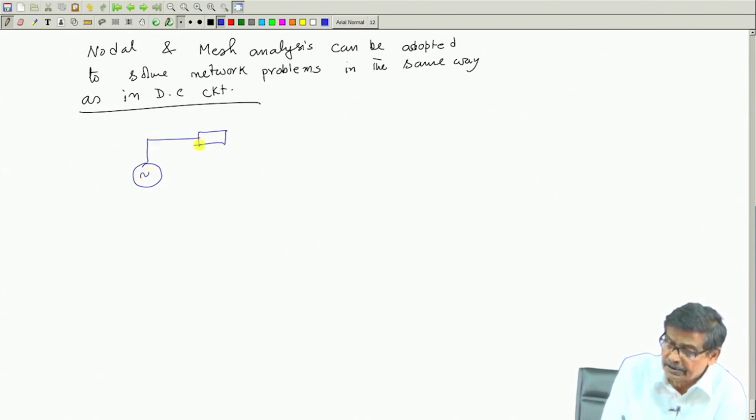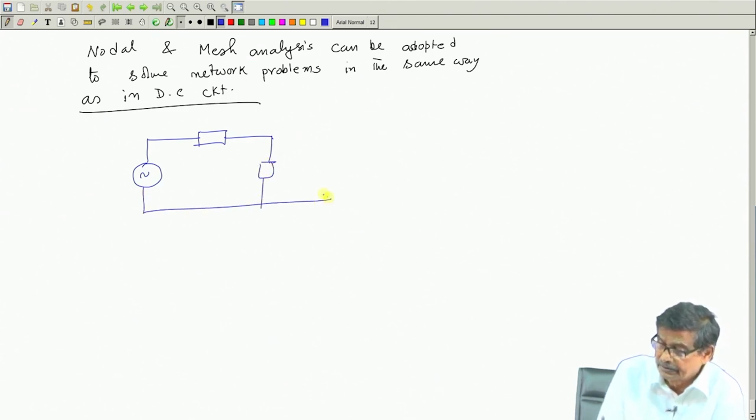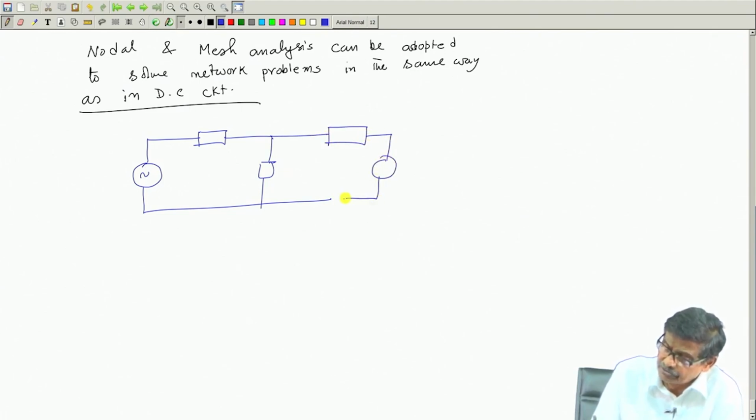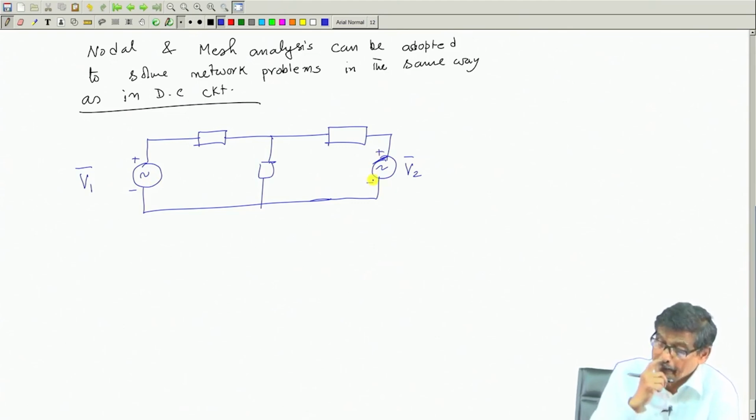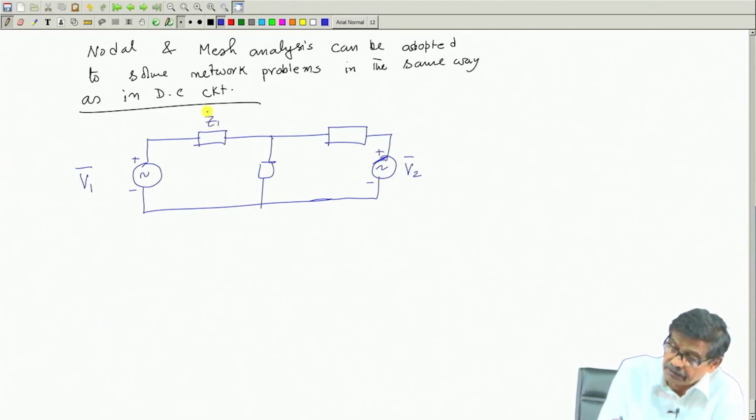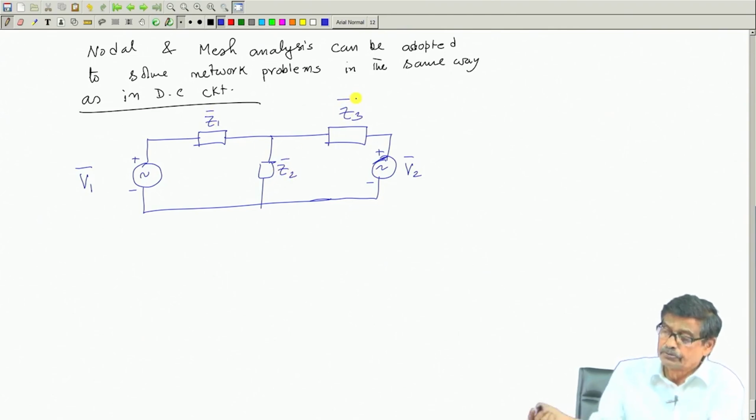Now, you convert the impedances in terms of complex numbers. There may be multiple sources present, I do not care. Suppose here is a voltage source whose phasor notation is V1, here is another supply whose phasor notation is V2. Polarities must be indicated, and suppose this is Z1 bar, this is Z2 bar, this is Z3 bar. I want to get the currents.